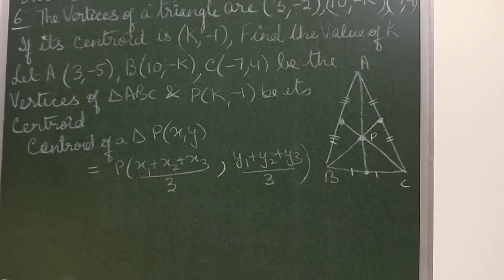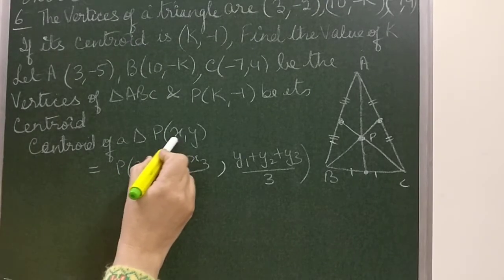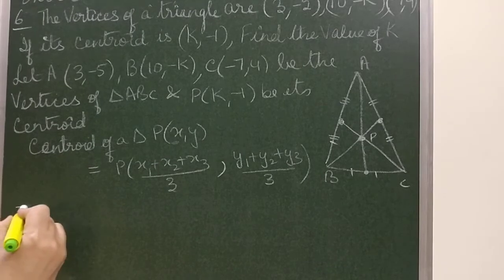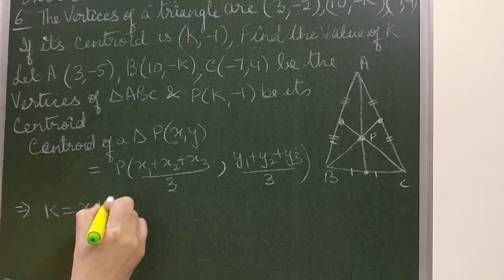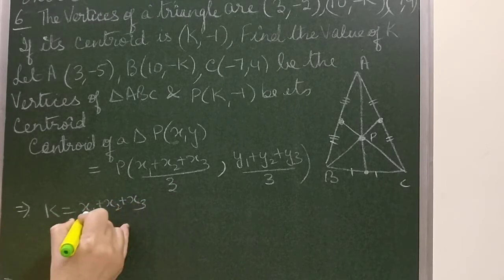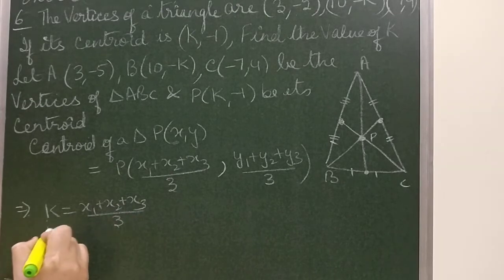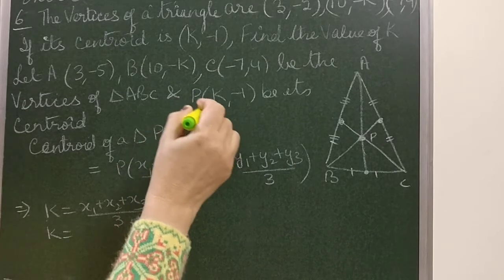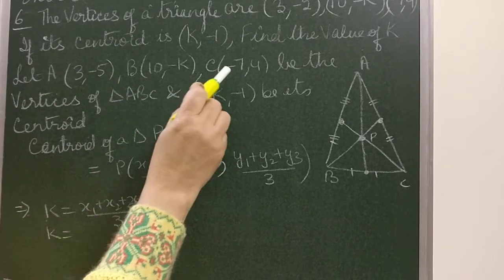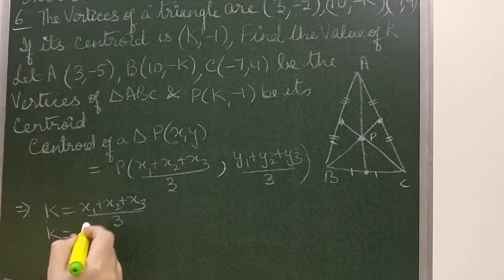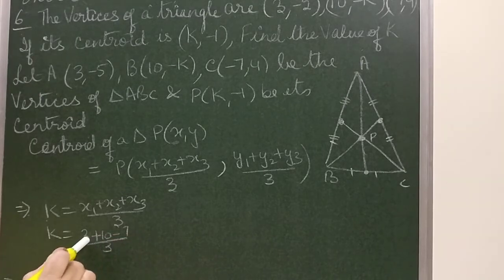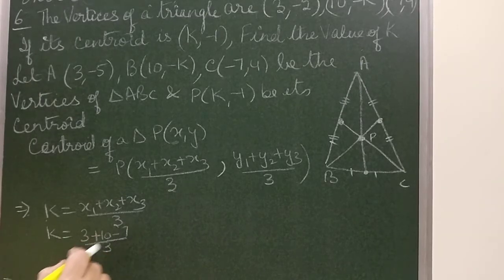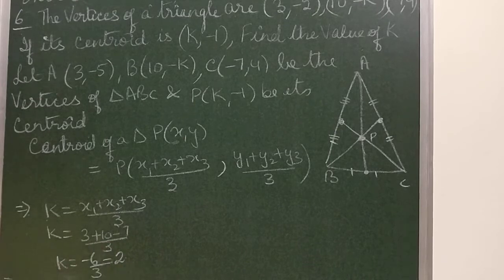So we are ready to solve it. The x coordinate is k, implies that k equals (x1 plus x2 plus x3) divided by 3. So k equals, what is x1? x1, x2, x3 are 3, 10 and minus 7. 3, 10, minus 7 divided by 3. So 13 minus 7 is 6, right? So k is 6 by 3, that is 2, we got it, right?